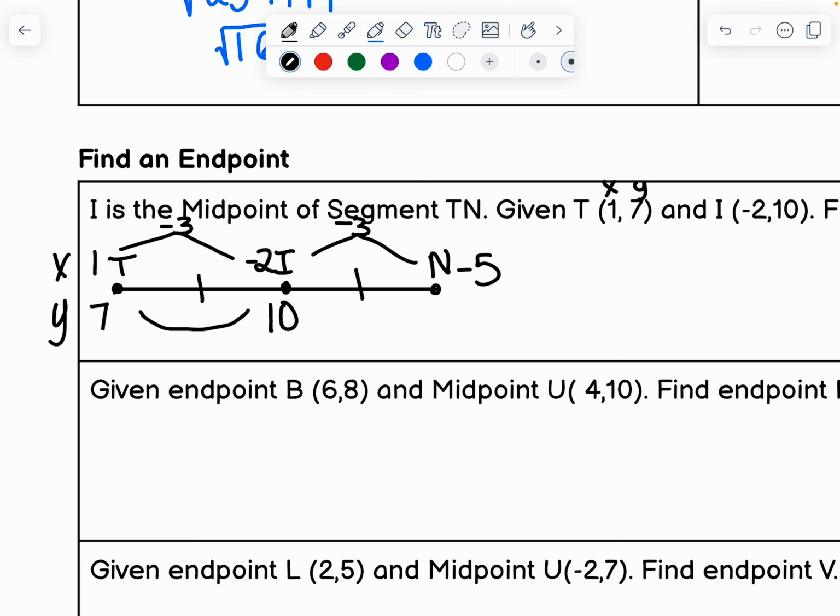And so to get from 7 to 10, how far do you have to travel? You have to travel up 3 to get halfway, because I is halfway, it's the midpoint. And so if we want to go the whole way, we have to go another plus 3, which makes us land at 10 plus 3, 13. So point N, x's are on top, is at (-5, 13).